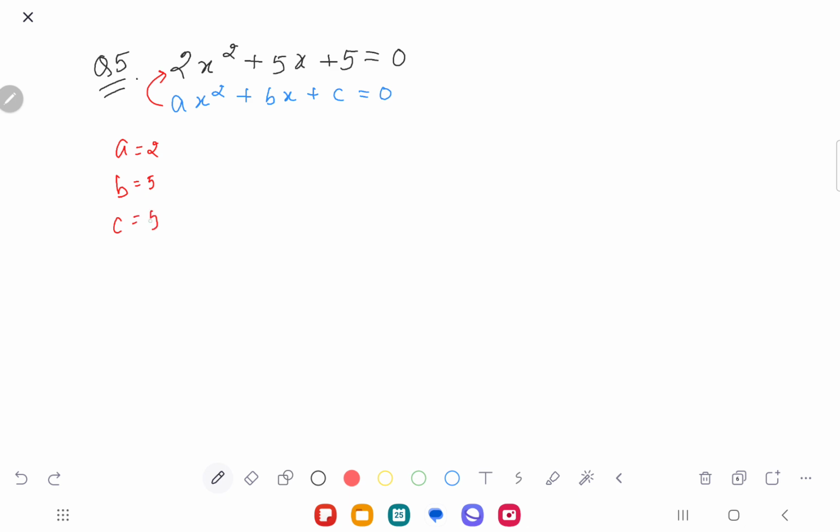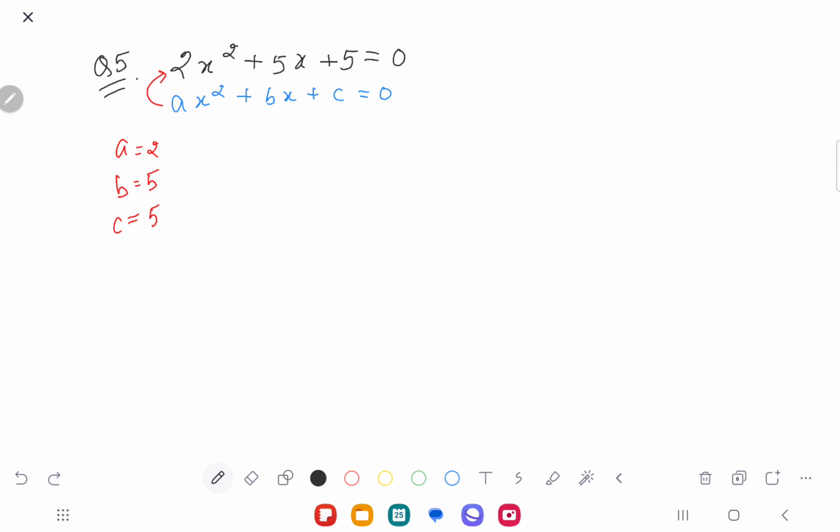Question number 5. Question number 5 says 2x square plus 5x plus 5 equals to 0. So what does that mean? It means ax square plus bx plus c equals to 0, isn't it? So here we have a equals to 2, b equals to 5, and c equals to 5. Yes or no? So when I have a equals to 2, b equals to 5, and c equals to 5, again, I'm not going to solve the equation.